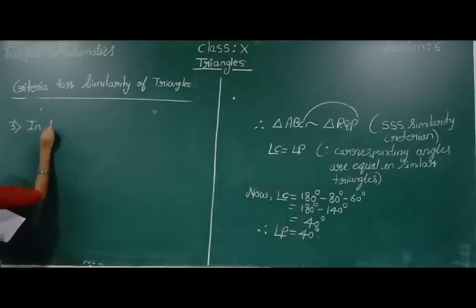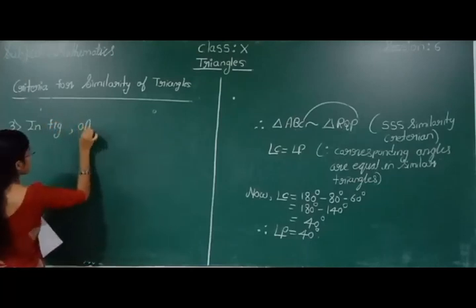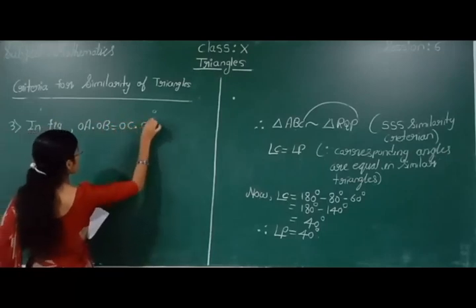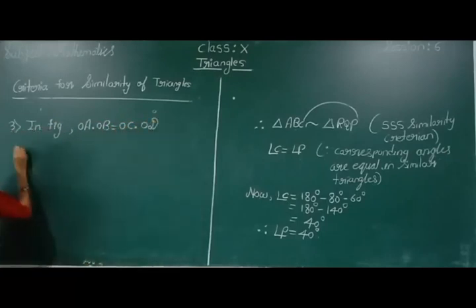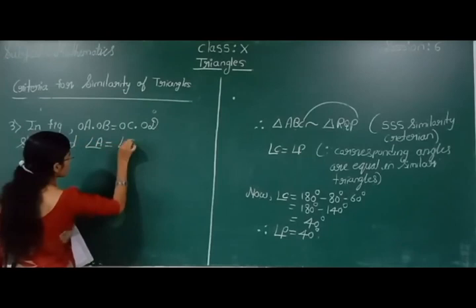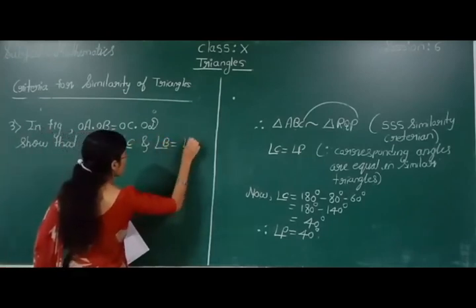See in figure, OE into OB is equal to OC into OD. Show that angle A is equal to angle C and angle B is equal to angle D.